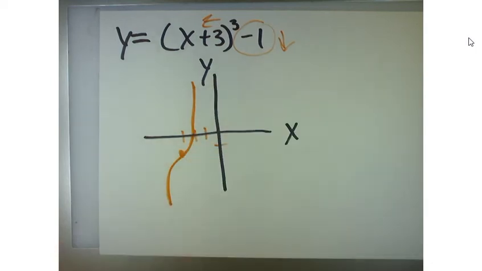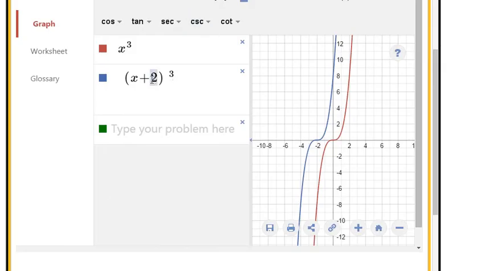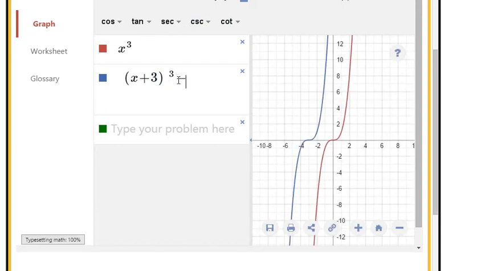Is that right? How can we verify? Just graph it. So I'm going to change this to plus 3, and then on the end here I'm going to say minus 1, and that's exactly what it did. Any questions? Nope.